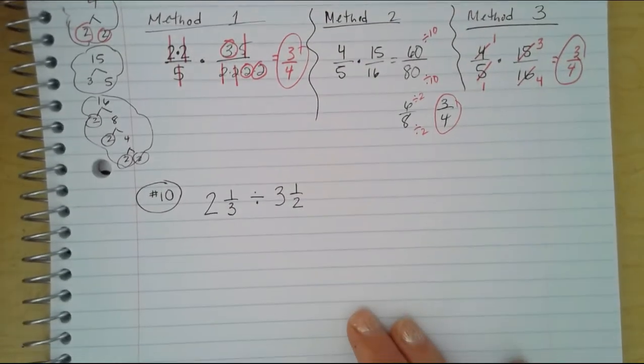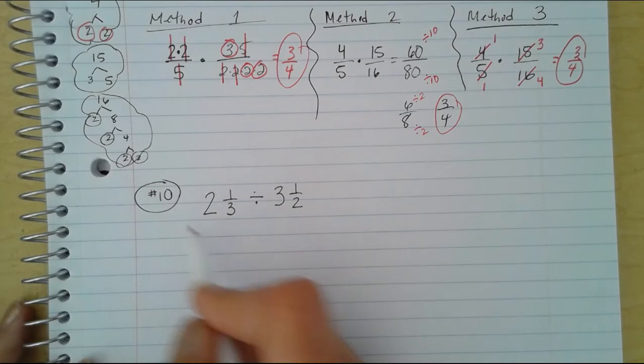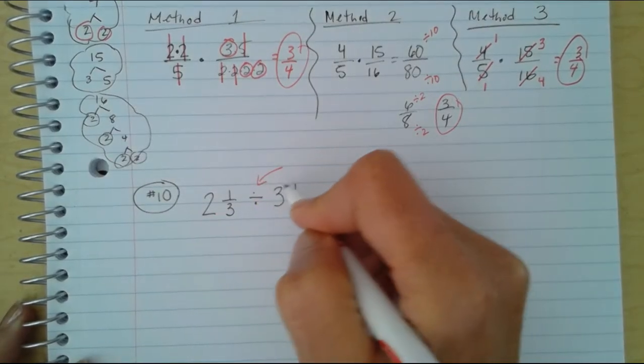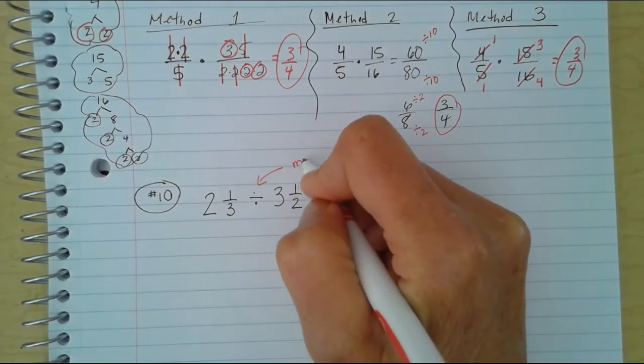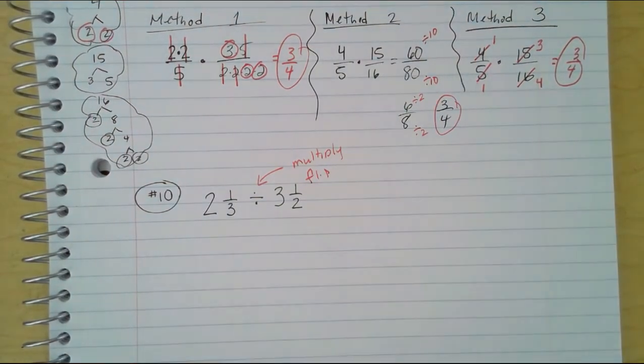Number 10, one review of kind of like the Mac Daddy problem. The Mac Daddy problem here is harder because it's a division, and when we have dividing, we need to remember that you multiply by the flip or the reciprocal of this number.